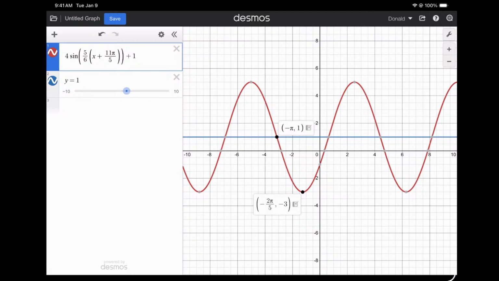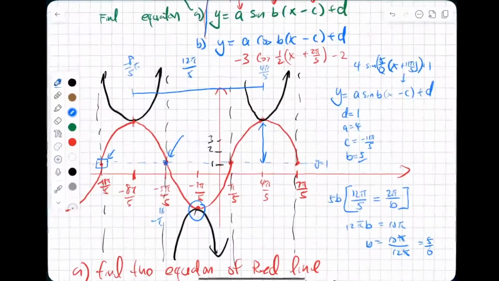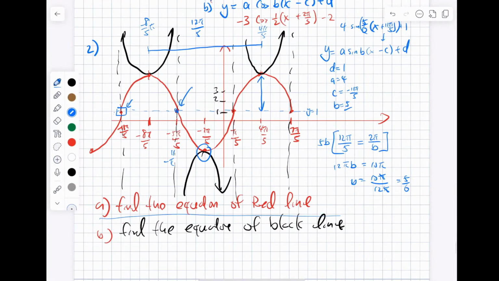Oh, well, we haven't done cosecant yet because we said to do the red one first. If you pay attention to the question, I even color coded it for you, even though the wording is very ugly. It says, find the equation of the red line. The red line is the sine graph.